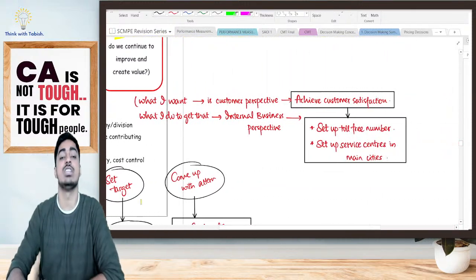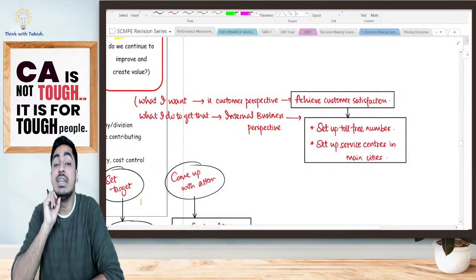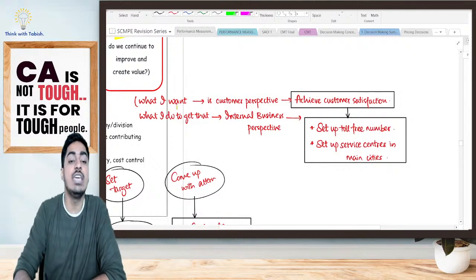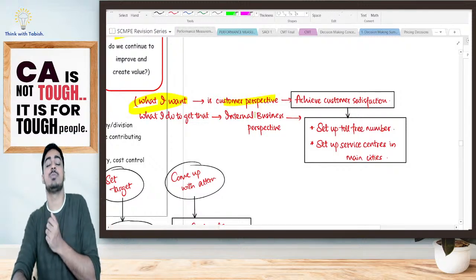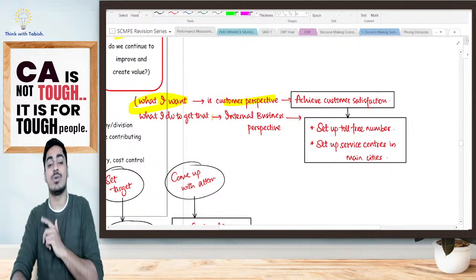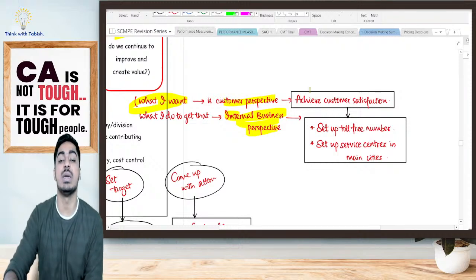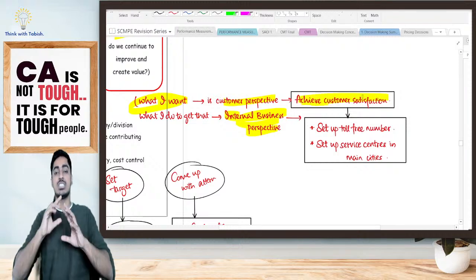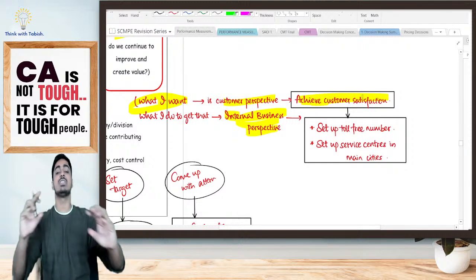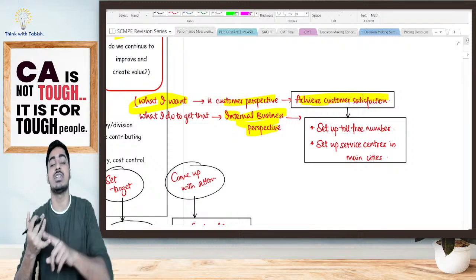Now look at this, students. There is one simple line of difference between my customer perspective as well as internal business perspective. What I want, that is my customer perspective. What I should do to get what I want, that is my internal business perspective. Just a simple example: what I want is my customers should be happy. Customer satisfaction, that is my customer perspective. Now, how do I achieve customer satisfaction? How do I ensure that my customers are happy?